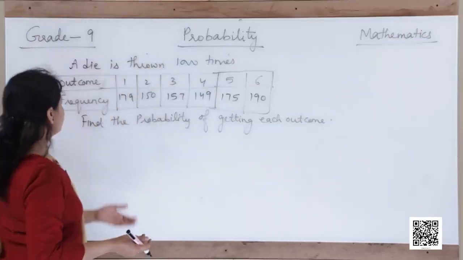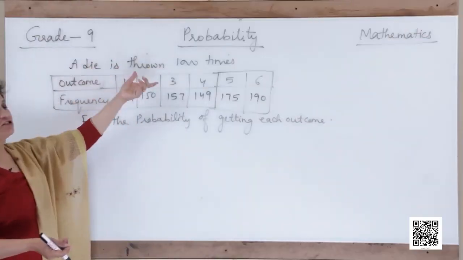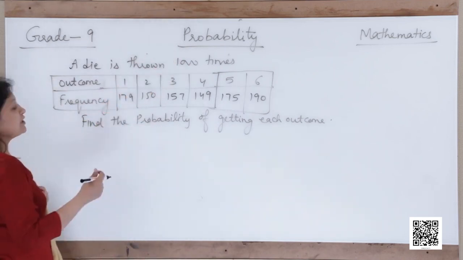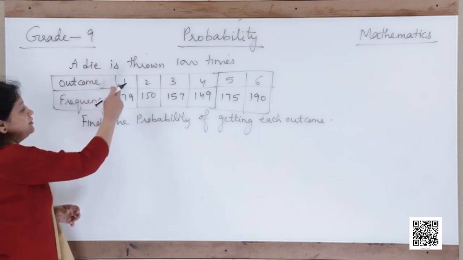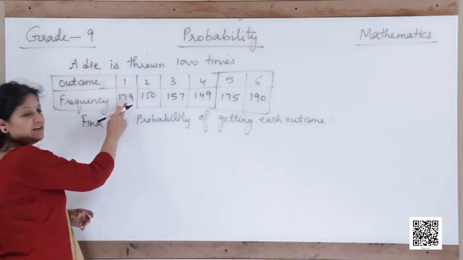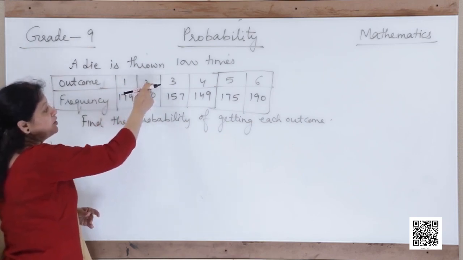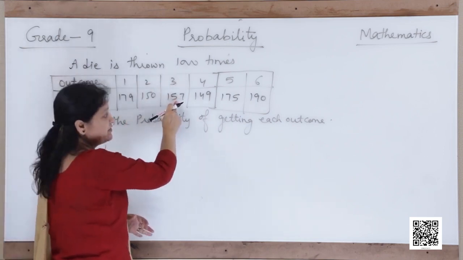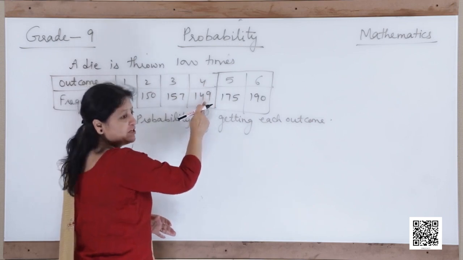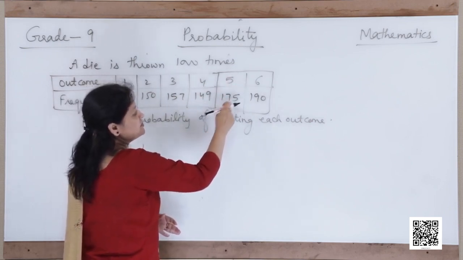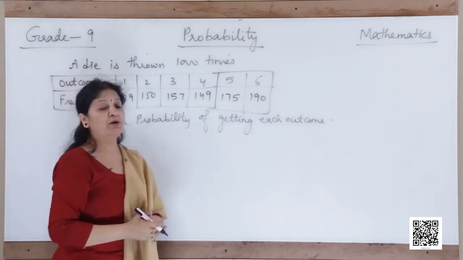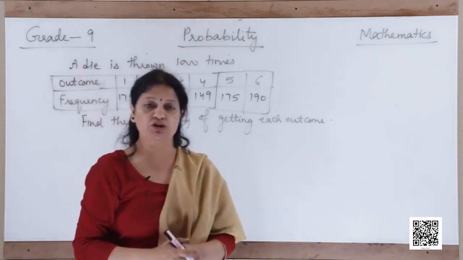Let's take one more example. A die is thrown 1000 times. Now note down the outcomes and its frequency. Number 1 is coming 179 times. Number 2 on a die is coming 150 times. Number 3, 157 times. Number 4, 149. Number 5, 175 and number 6, 190 times. Find the probability of getting each outcome.